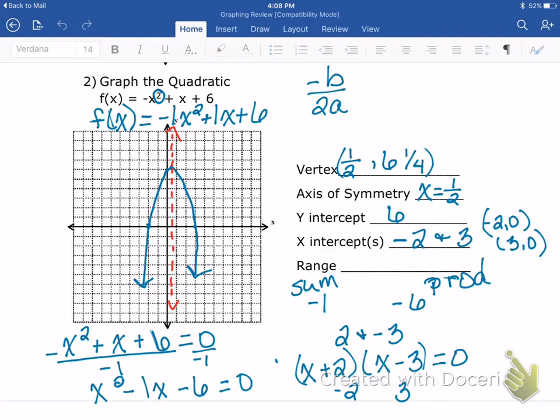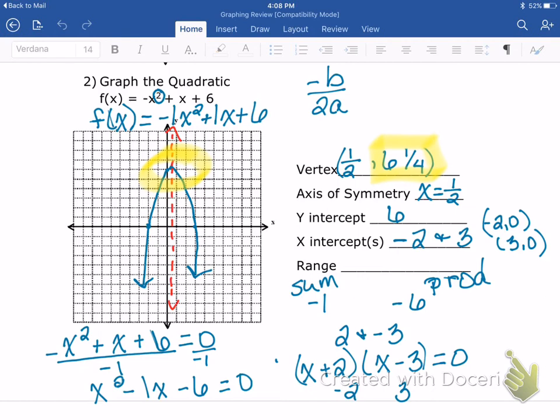Now, our last question is talking about our range. I want to remind you, range deals with our y-axis and our y values. So in a quadratic, you are either going to have a maximum or a minimum. Now, this one is giving us a maximum because we have a top value. Our range always is going to deal with the y value of our vertex. So we're going to be dealing with 6 1/4. And it's always going to include that value. So it's going to have something to do with the brackets with 6 1/4.